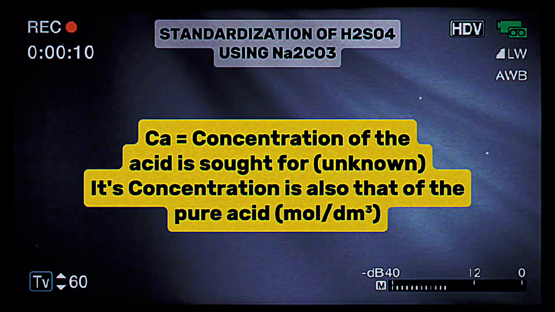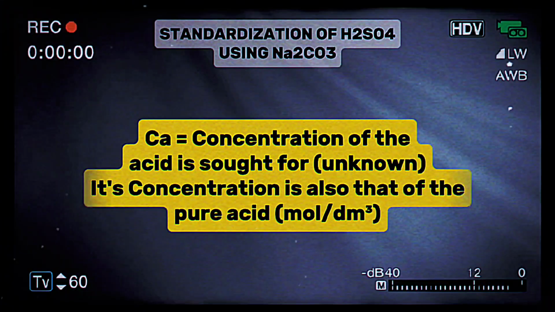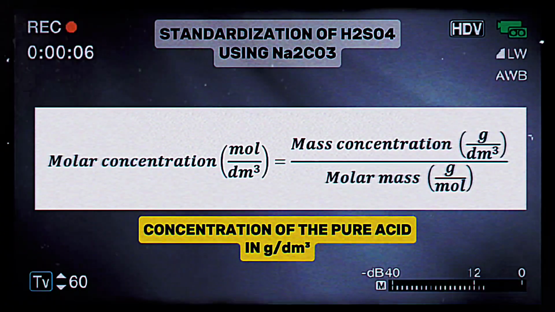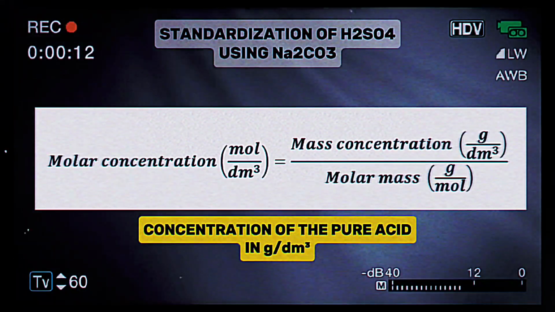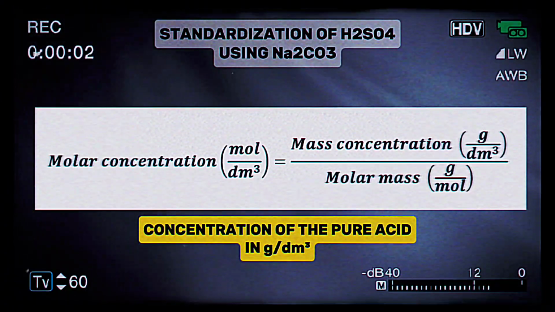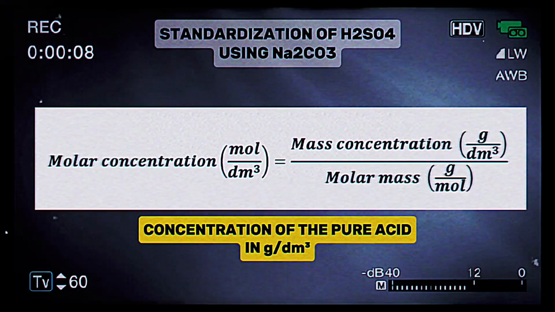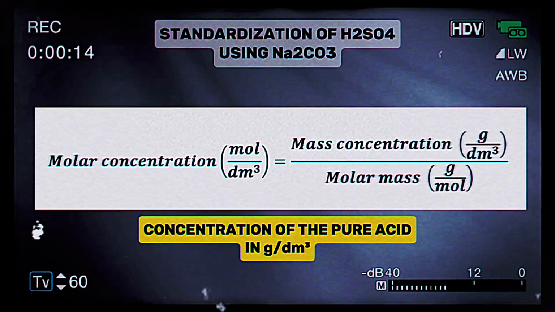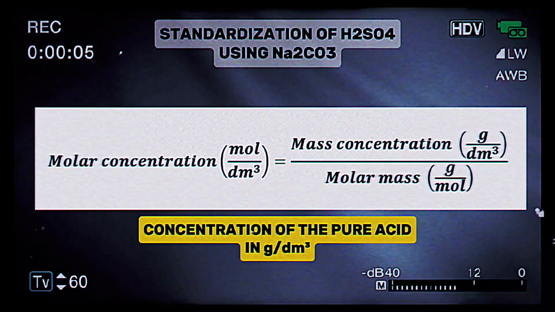And you're also expected to determine the concentration of the pure acid yet again in gram per dm cube. Remember, in our previous experiment, gram per dm cube signifies mass concentration. Don't forget the relationship. From this relationship, from our previous experiment, you should be able to make mass concentration the subject of the formula, and you already know what your molar concentration is, which is in mole per dm cube. You've calculated that. All you have to do is multiply it by the molar mass of the acid, and there you go, you get your mass concentration in gram per dm cube.